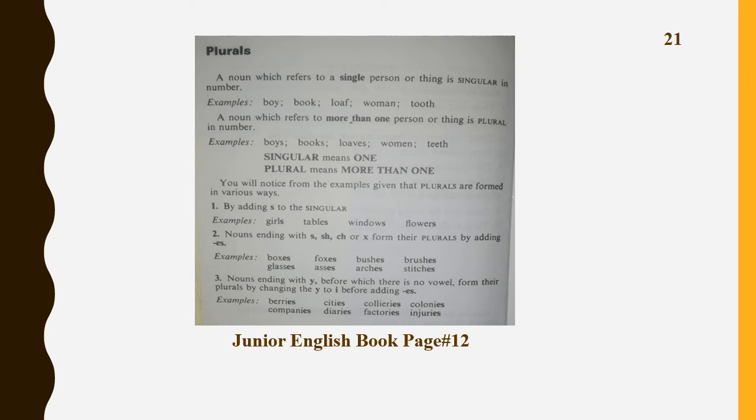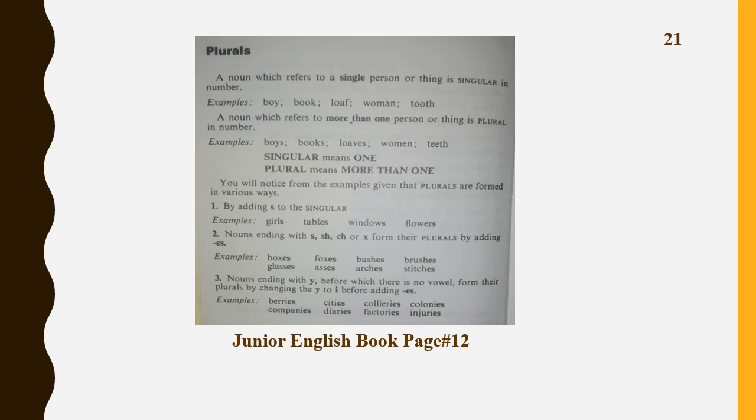You will notice from the examples given that plurals are formed in various ways. Rule 1: By adding s to the singular: girls, tables, windows, flowers. Rule number 2: nouns ending with s, sh, ch or x form their plurals by adding es. Examples are: box will become boxes by adding es. Fox, foxes. Glass, glasses. Stitch, stitches.